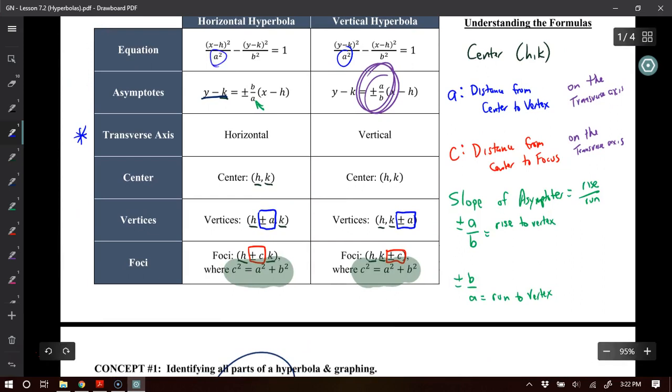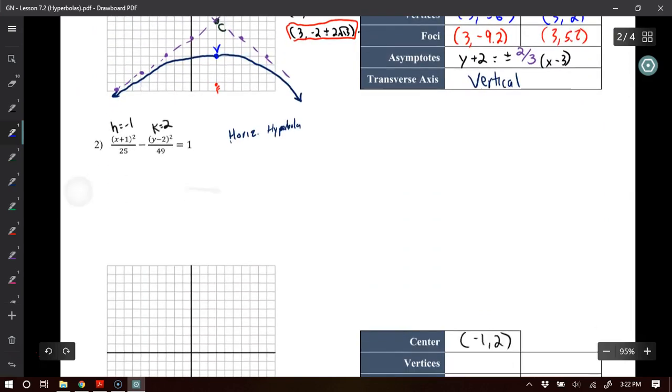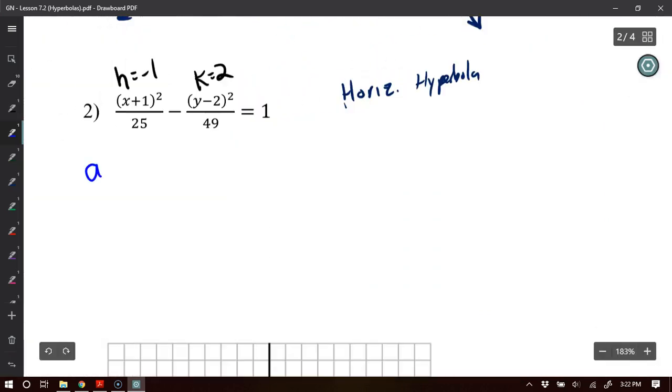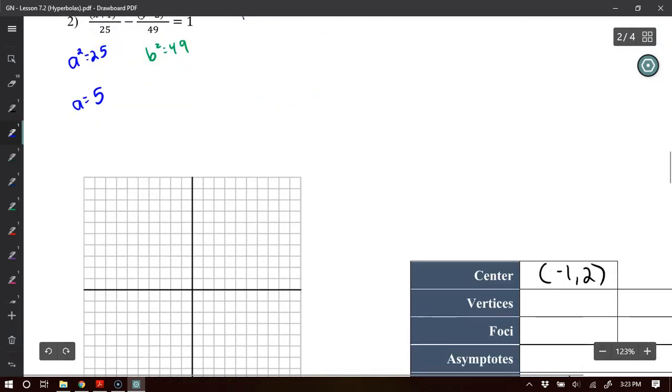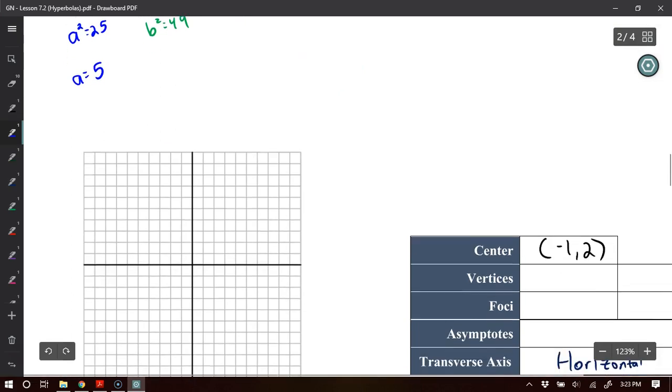The formulas are all on this page. My a squared is always under the first fraction. It's the denominator of the first fraction. So my a squared in this case is 25. And I'll just go ahead and write down that b squared is 49. So I have a is 5. Now, how does that help me? That tells me the distance from the center, which I did not plot, -1, 2.